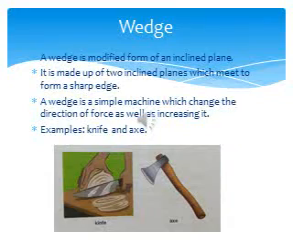Wedge. A wedge is a modified form of inclined plane. It is made up of two inclined planes which meet to form a sharp edge. A wedge can be used either for separating or for holding things together. A wedge is a simple machine which changes the direction of force as well as increases it. The downward movement of a sharp knife creates strong sideway force that helps cut things. A sharp knife or an axe has greater splitting force than blunt ones. Examples of wedge are knife and axe.